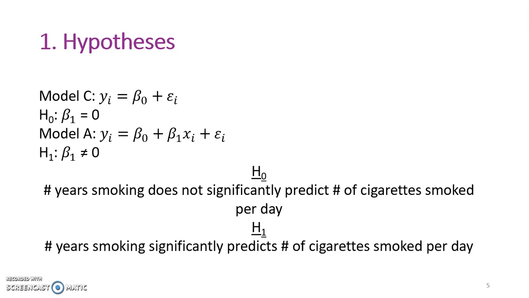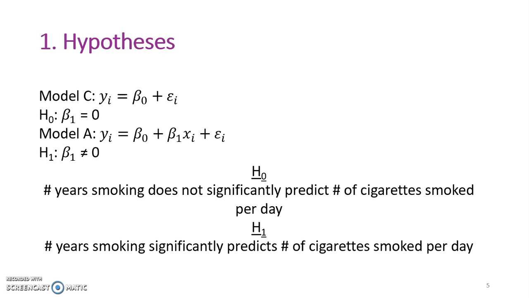The hypotheses revolve around that beta 1 coefficient. Now remember, we use the population notation beta because the hypotheses are stating what we think is true in the actual population, or true in reality. So for model C, we don't incorporate any beta 1 predictor, and that's the null hypothesis model. So our null hypothesis is that beta 1 is equal to 0. With this smoking example, the way we would interpret that is that if beta 1 is 0, then x does not significantly predict y. So we would say that the number of years smoking does not significantly predict the number of cigarettes smoked per day.